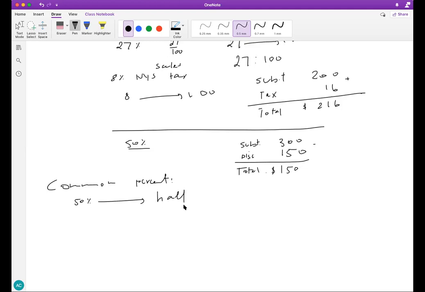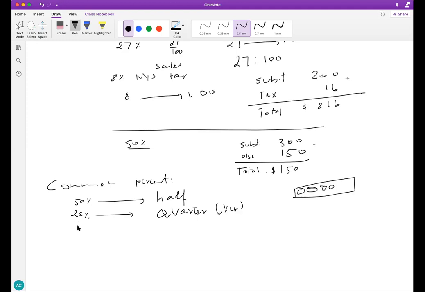Any other common percents you know? 25. 25% is what in a word? A quarter? That's right. It's a quarter, just like a dollar. So a dollar has 4 coins, right? Each one is a quarter of a dollar. We just say a quarter. A quarter of what? Quarter of a dollar, because it's 1/4. So 25% of something is a quarter, or 1 out of 4.